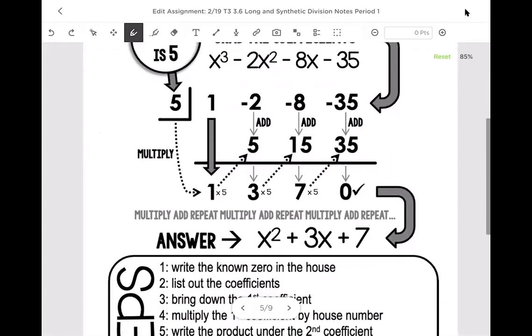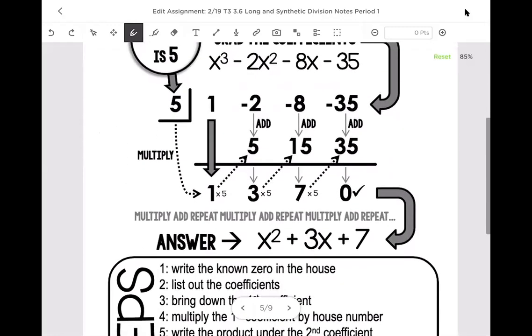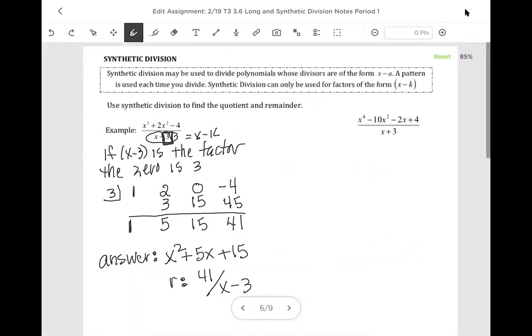The one thing about this graphic is it tells you exactly, I went back to slide 5, exactly the steps, right? So you take 1, you multiply by 5, you put that number under the -2, you add. You take that number, you multiply by 5, you put that number under the -8, you add. So just know that the graphic is here to help you, okay? All right, so let's go back to the second example now, all right?